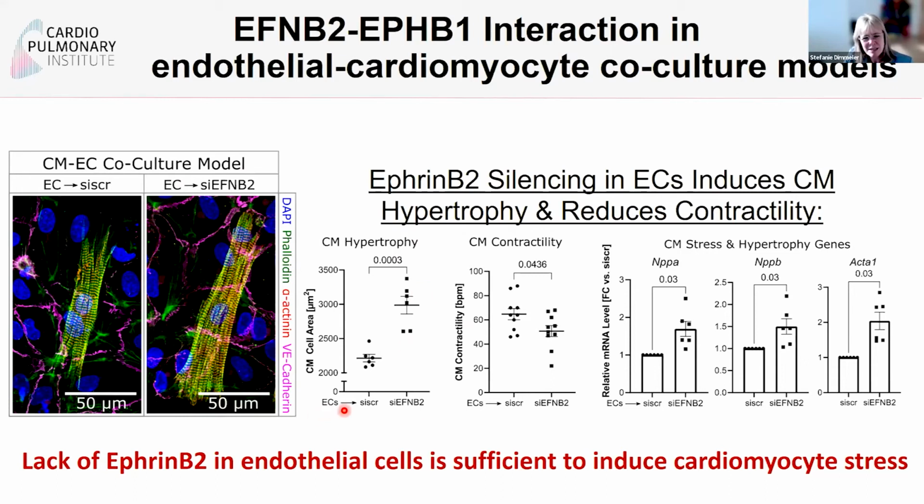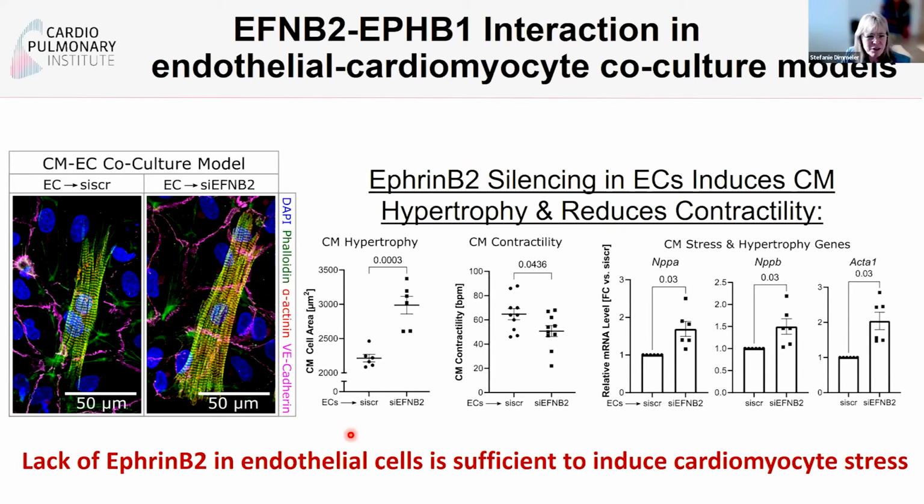If you use endothelial cells which lack this ligand, the contractility was also reduced. So there was an impairment of function. And we could also measure cardiomyocyte stress markers by using rat-specific primers, because the cardiomyocytes were from rats and the endothelial cells from humans, and could measure stress response genes like NPPA, NPPB, ACTA1. These are all typical stress response genes, and all went up under these conditions. This suggests that the lack of Ephrin-B2 in endothelial cells is sufficient to induce cardiomyocyte stress.